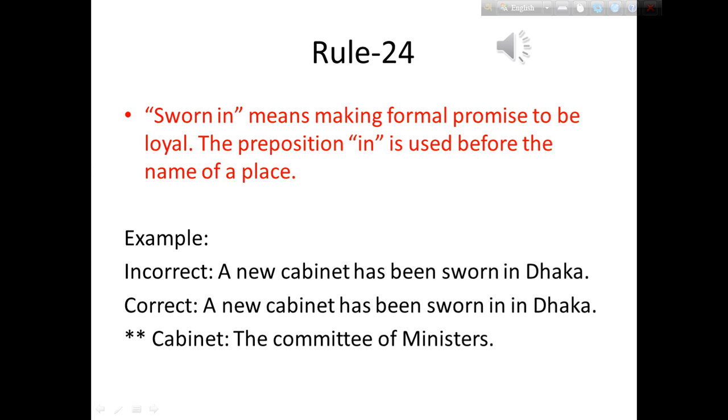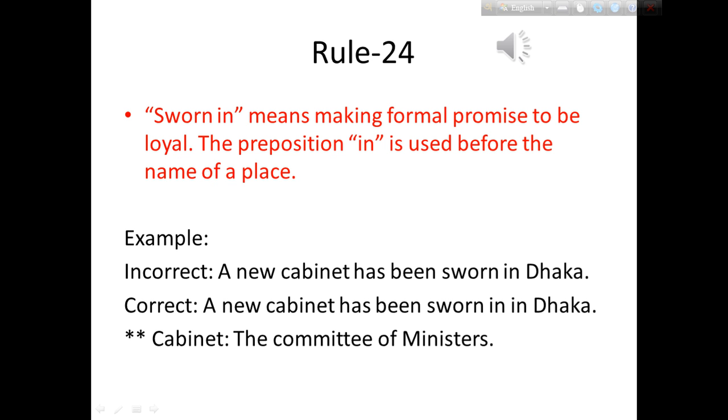Now rule 24. Here we have to point out two things, that is the very word sworn in means making formal promise to be loyal, and the preposition in is used before the name of a place. So the rule will be clear to you whenever we will go with the example. So the given example is a new cabinet has been sworn in Dhaka.